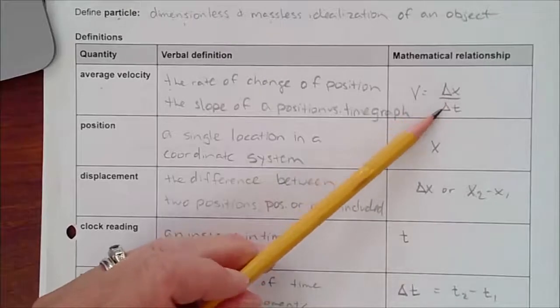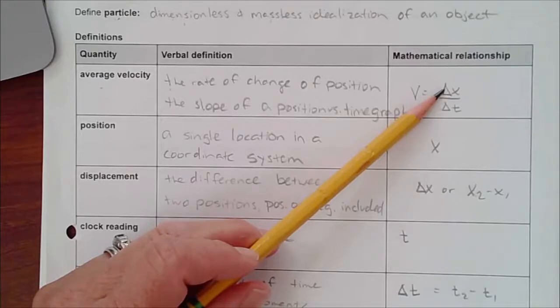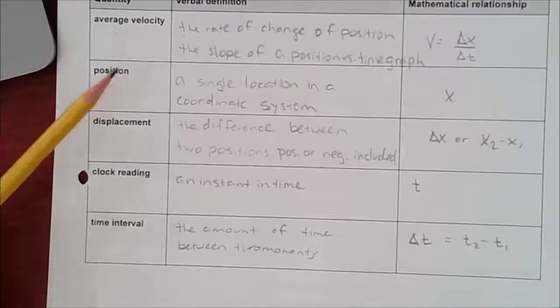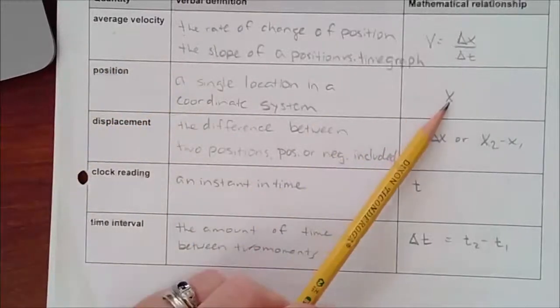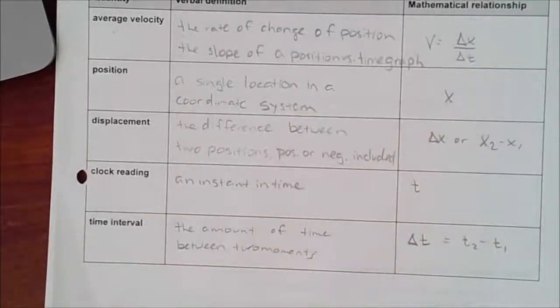Velocity is change in position over change in time. Another name for change in position is displacement. Let's dive into that a little further. Position is a single location within a coordinate system. It's represented by the letter x. It's usually measured in meters or centimeters.